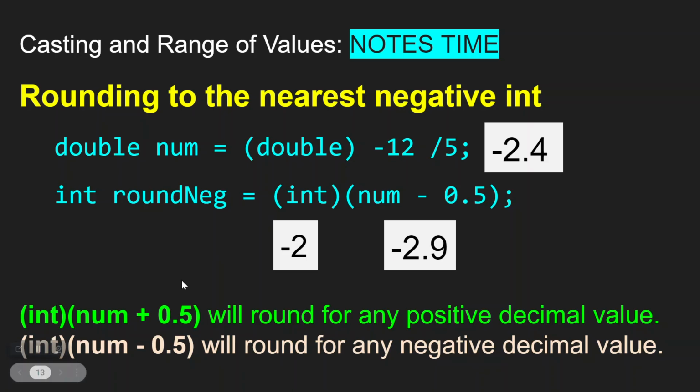So our equations: taking num plus 0.5 and then casting that to an int will round for any positive decimal values. And then taking num and subtracting 0.5 and then casting that to an int will round for any negative decimal values. Okay, so there is that.